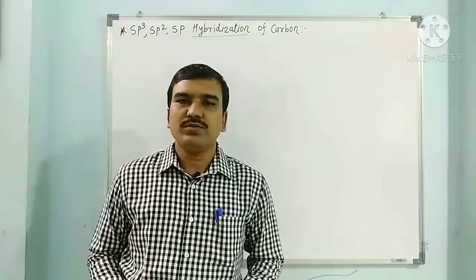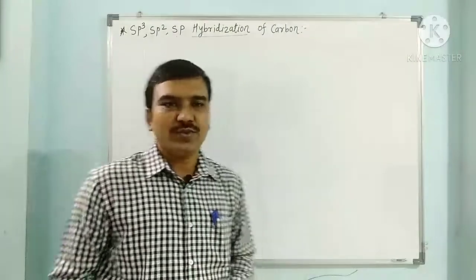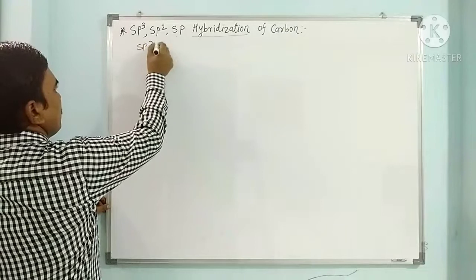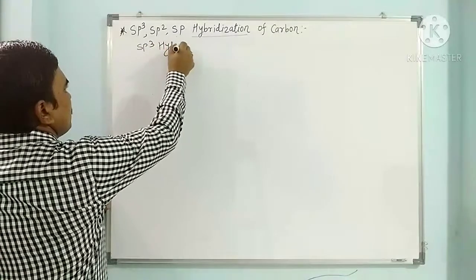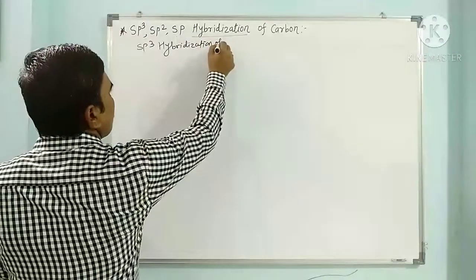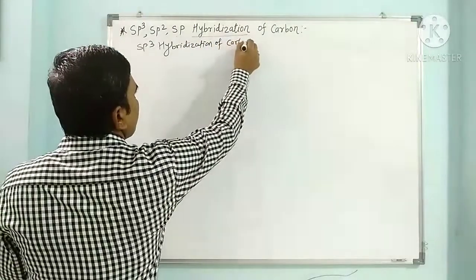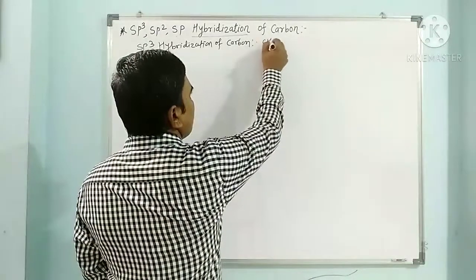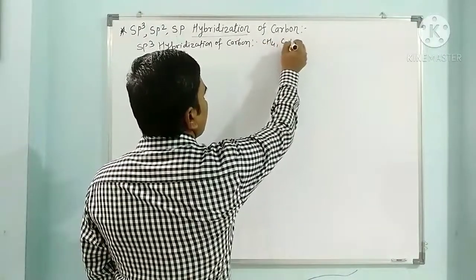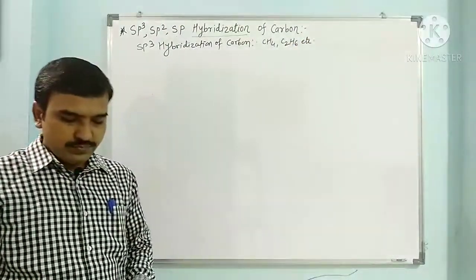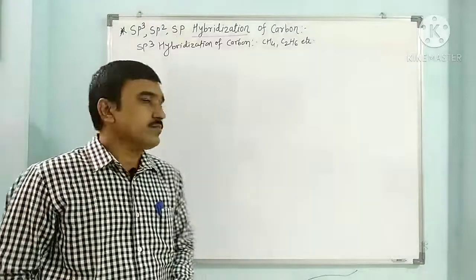Now first of all we have to see sp3 hybridization of carbon. Here we can take examples of methane, CH4, ethane, C2H6, etc. So alkanes have sp3 hybridization.